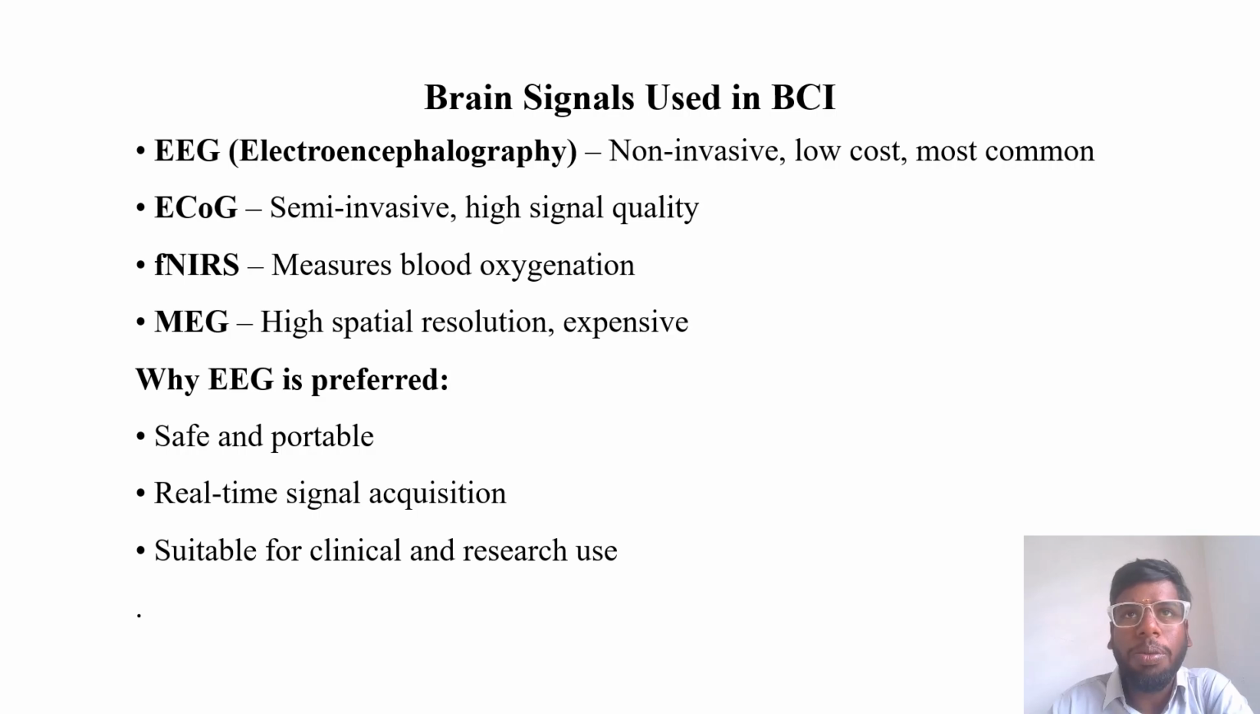The brain signals used in BCI are EEG, ECoG, and MEG. EEG is non-invasive; it is the electroencephalogram, which is taken from the brain. ECoG is semi-invasive and has high signal quality. Half of it is invasive and half is non-invasive. fNIRS measures the oxygenation, how much blood and how much oxygen is present in the body, and we take the signal from that. It has spatial resolution and is expensive.